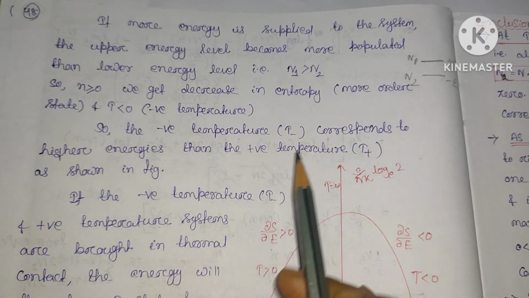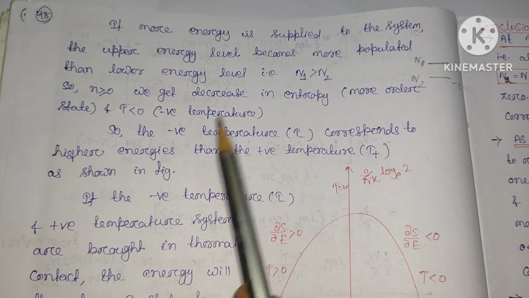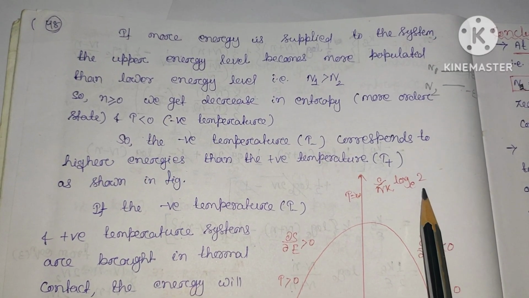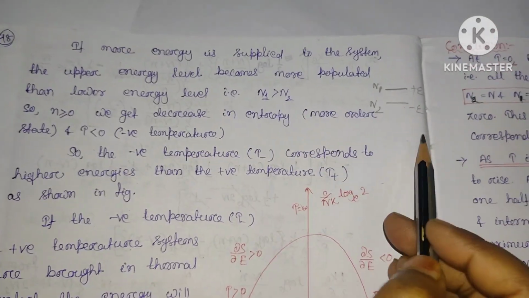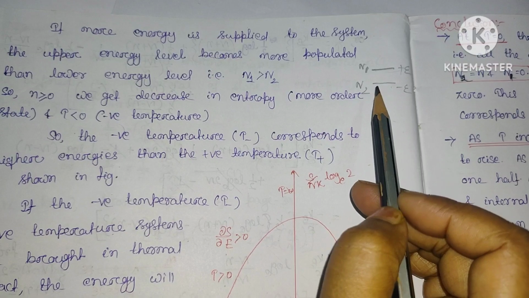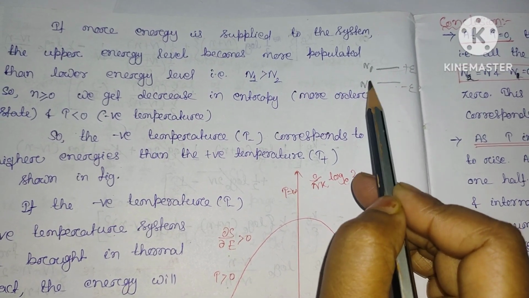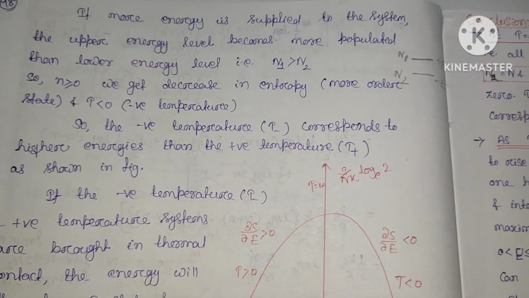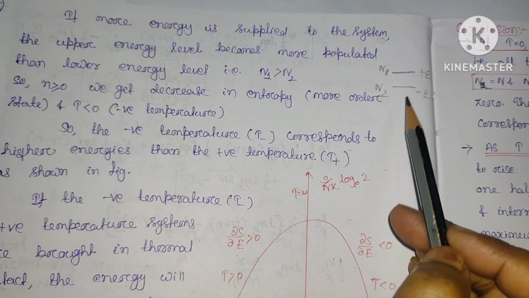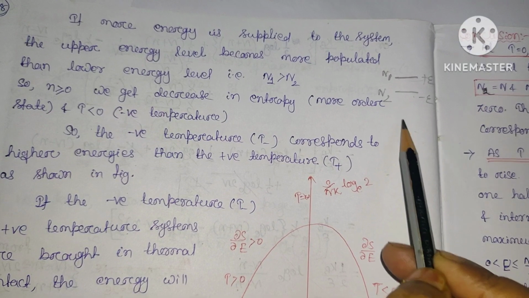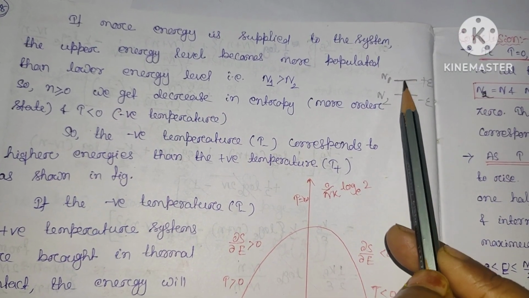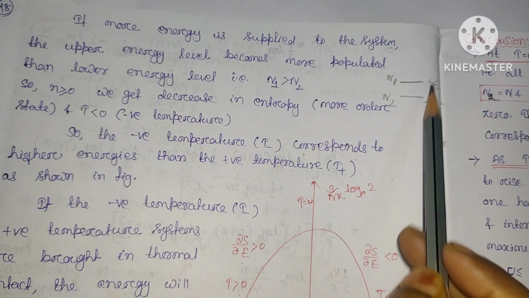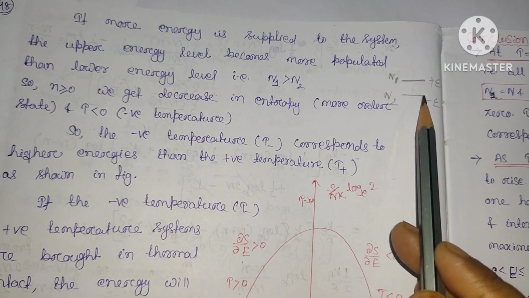So you can now conclude that this negative temperature corresponds to a higher energy than the positive temperature. So first of all, at T equal to 0, all the particles are in the N2 state. In the next case, if we supply some amount of energy, then when T is greater than 0, the number of particles becomes half here and half here, so that N is equal to 0, small n is equal to 0.